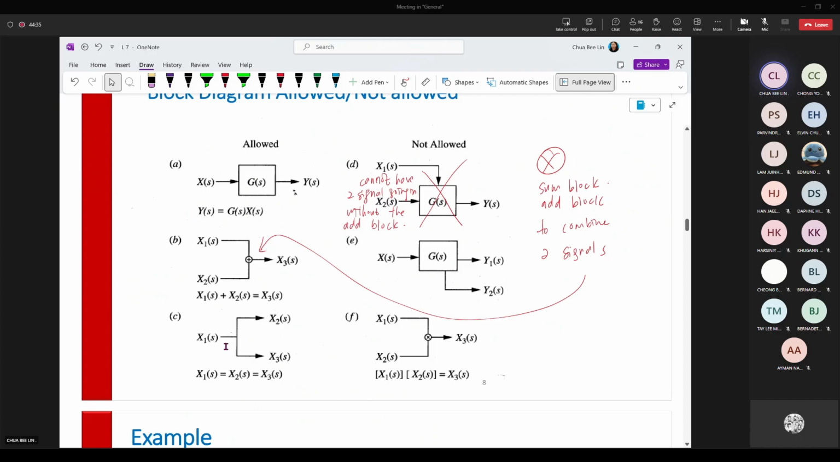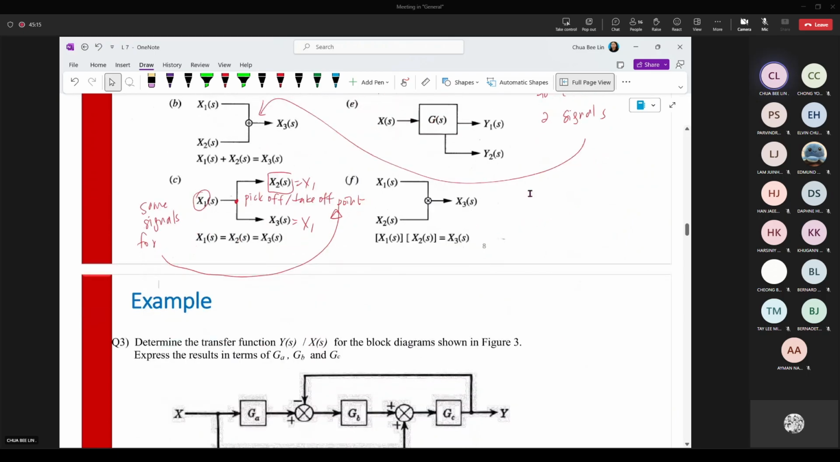Okay, so this one is what we call the pick off, or the take off point. So a take off point means you have this one x1, right? So this one will equal x1, this one will equal x1. They are all the same. Means your x1 equals x2 equals x3. They are all the same signals for take off and pick off point. Okay, so this one is not allowed because they have different meaning. So if you want to use this, then you have to use the take off and pick off point.